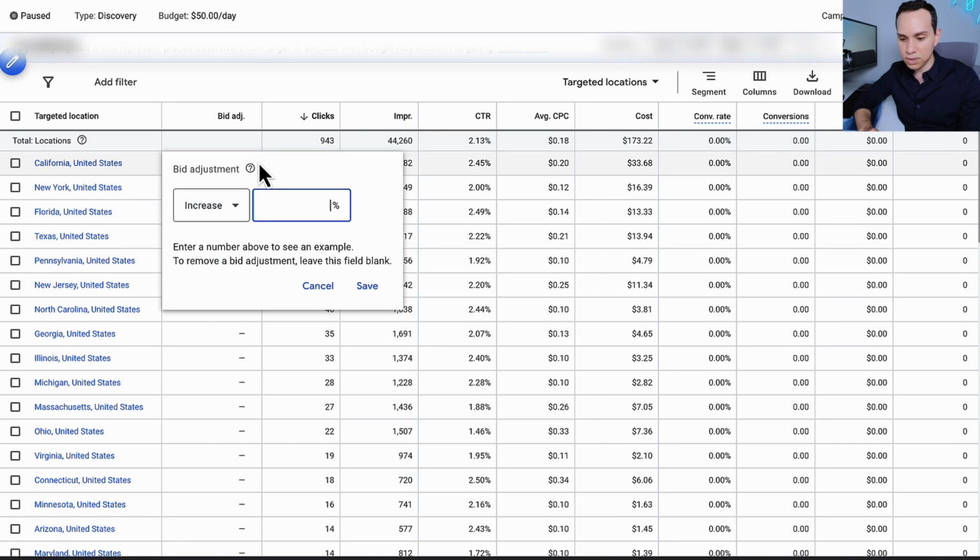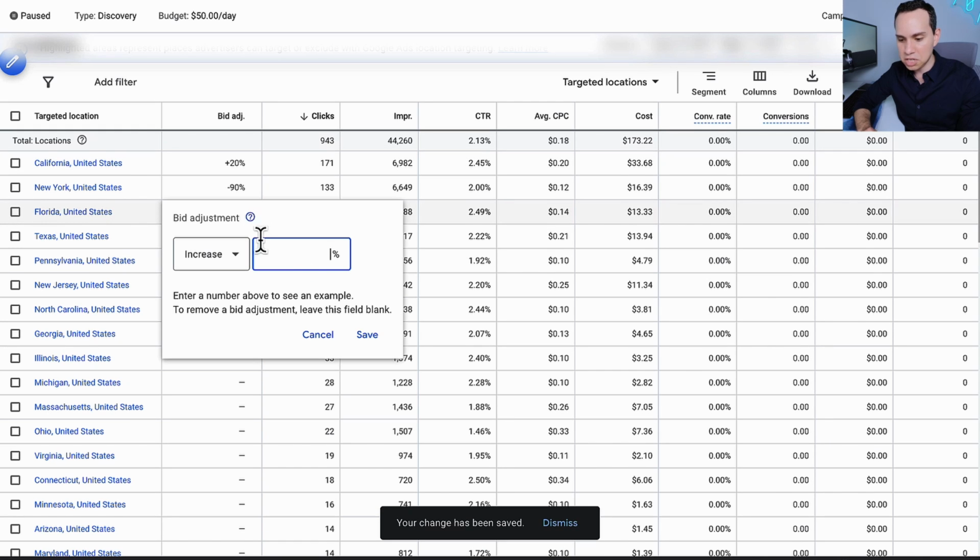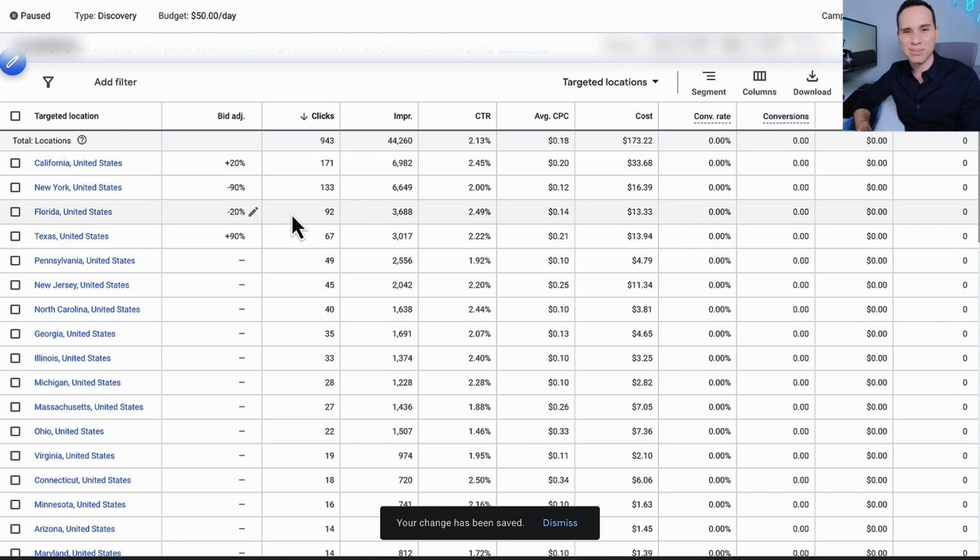And then let's say Californians are pretty neutral on us. So we'll just say increase by 20. And then Florida will say we'll decrease by 20, right? So I'm just kind of making things up here. You can get really OCD. And for the most part, it really doesn't matter.